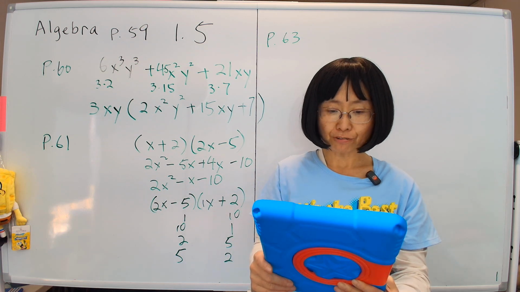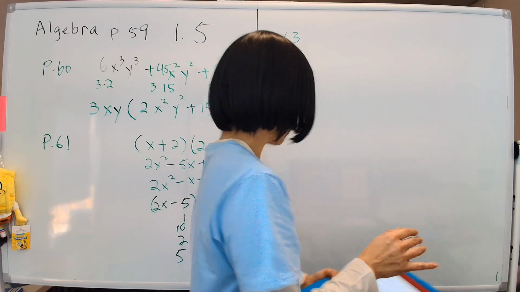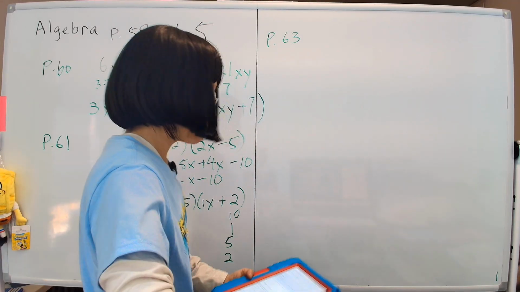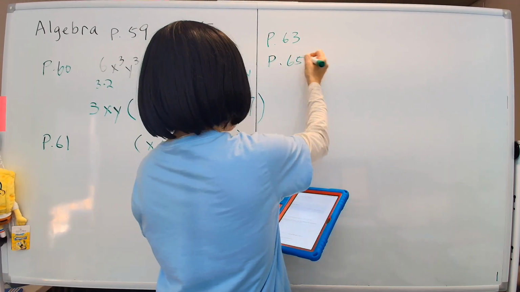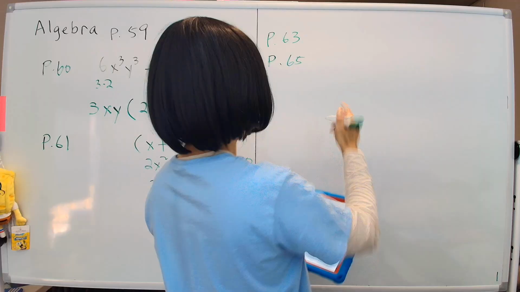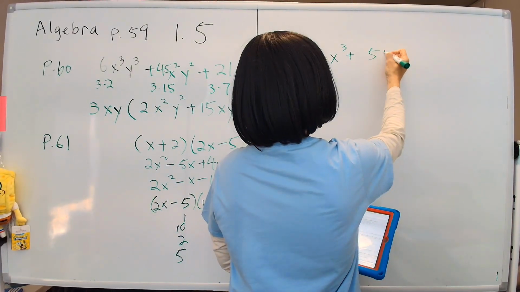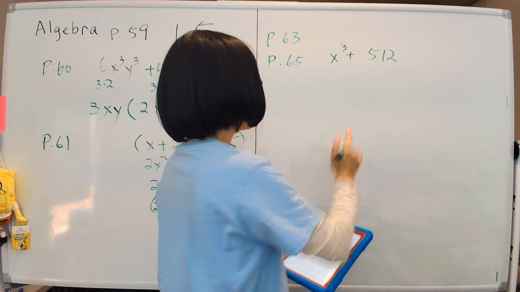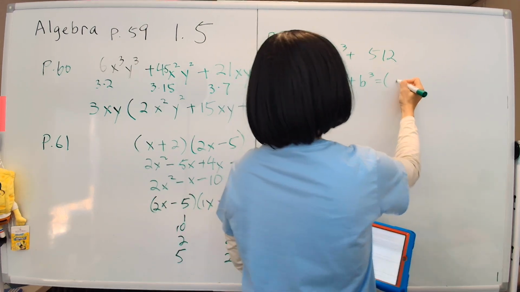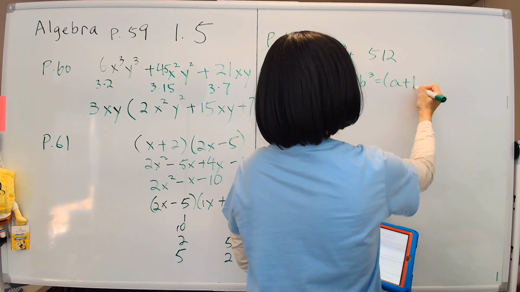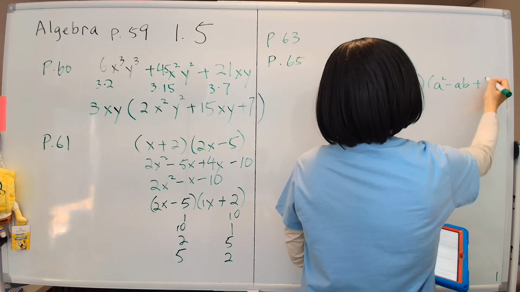And just by following the formula, let's look at example 6, which I will write down here, example 6 on page 65. So what was example 6? We have x cubed plus 512. And the formula we're following is the plus version. That is, a cubed plus b cubed equals a plus b times a squared minus ab plus b squared.